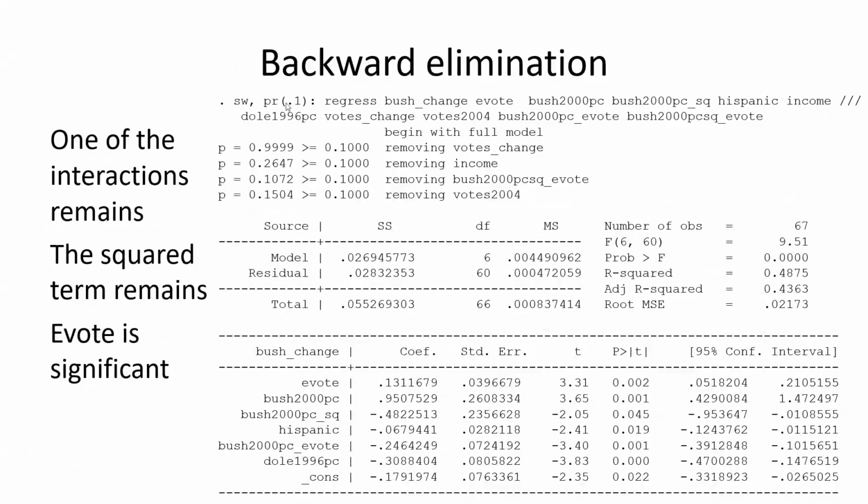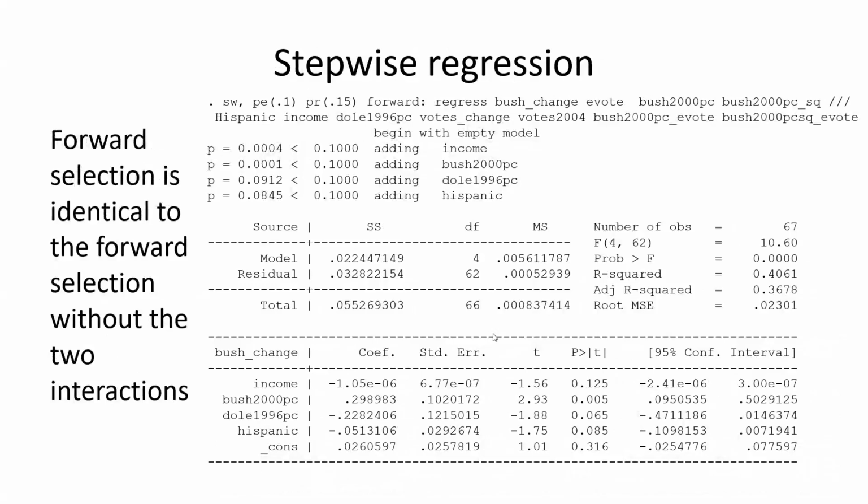And I'm running the backward elimination here using 10% as my probability to exit. And so what I see is one of the interactions is removed. Income again is removed. But e-vote remains significant. The square term is still there and the other interaction is still there. Okay. All right, so let's see what happens if I go stepwise regression.